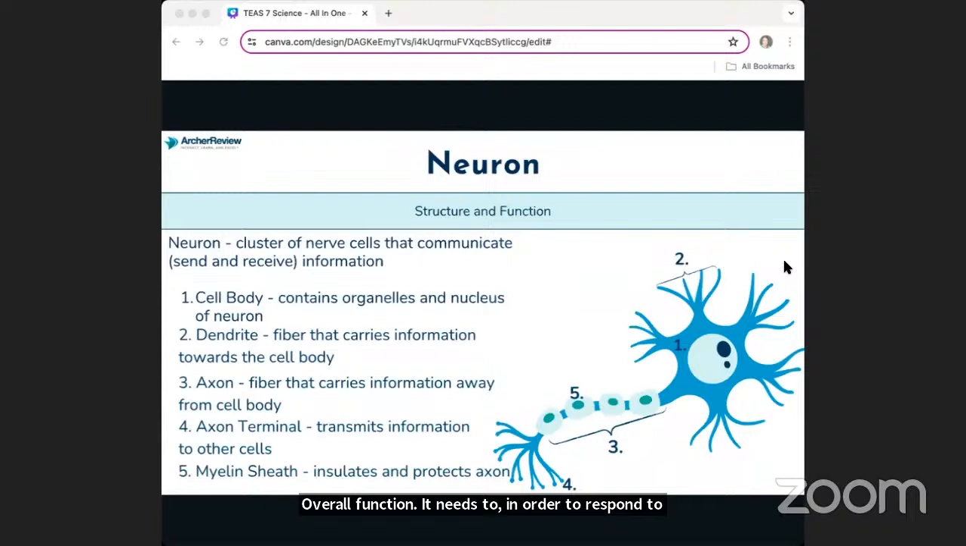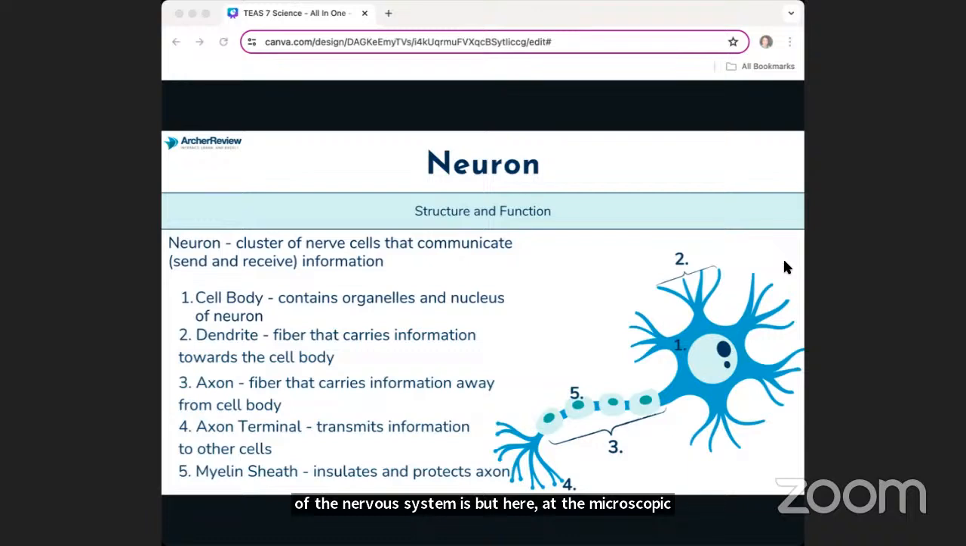Now, the basic unit of your nerves is called a neuron. Think of it as like a singular unit, a cell almost. And the point of a neuron is to communicate, to send and receive information, just as we said the entire point of the nervous system is. But here at the microscopic level, looking at the neuron itself is where that communication occurs.